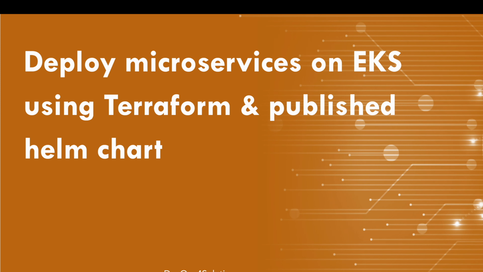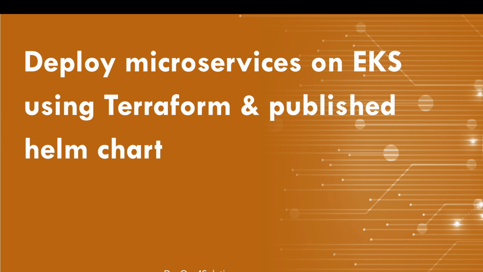In this video, we will learn how to deploy microservices on an AWS EKS cluster using Terraform and a published Helm chart. In my previous video, we manually deployed microservices and also published a custom Helm chart. Now let's automate the entire process using Terraform. By the end of this video, you will have a fully automated deployment pipeline for your microservices on Kubernetes.